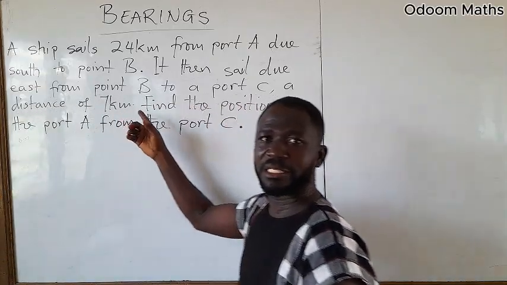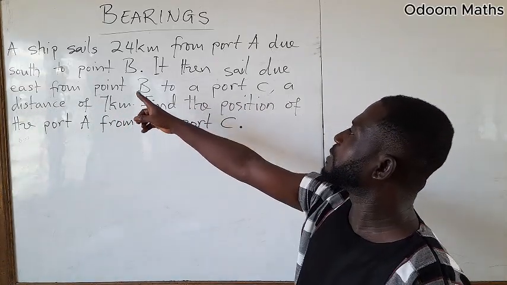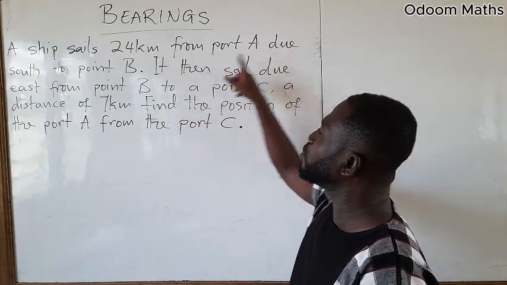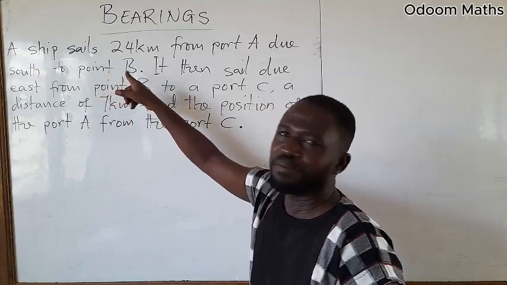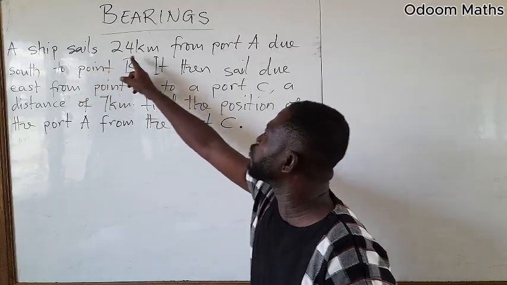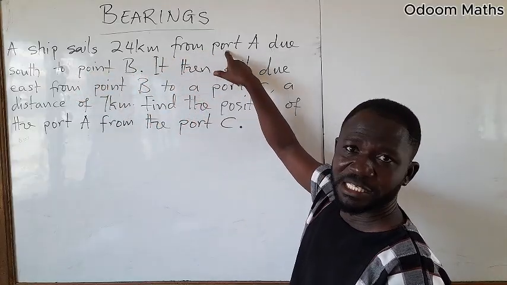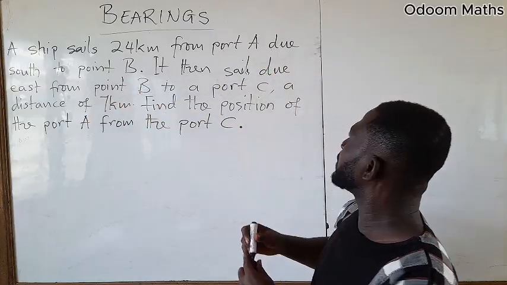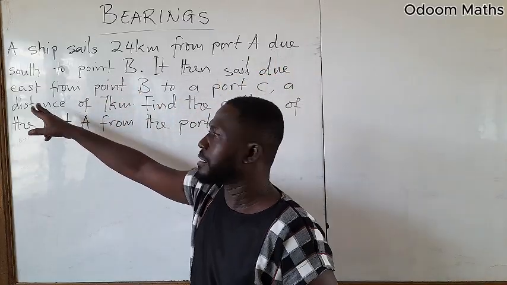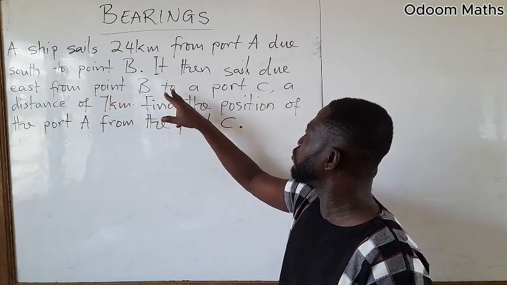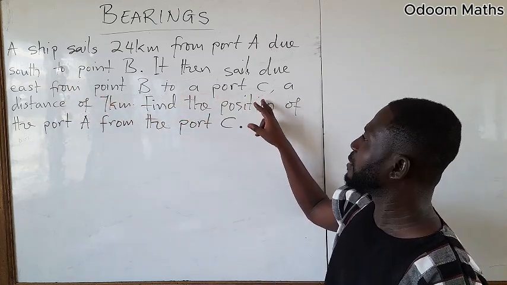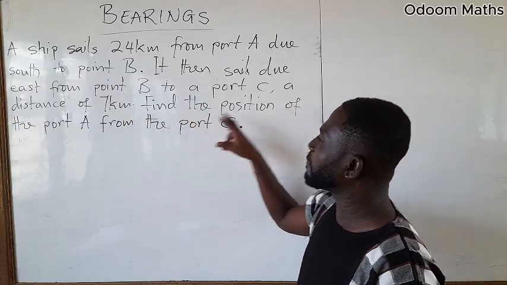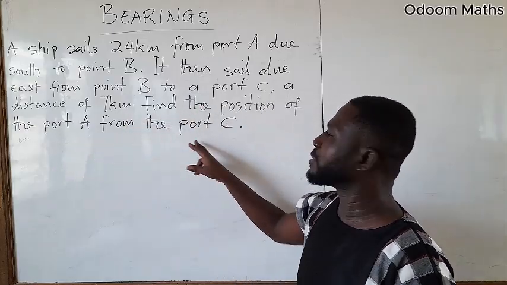So now let's try this example also. A ship sails 24 kilometers from port A due south to point B. It then sails due east from point B to a port C, a distance of 7 kilometers. Find the position of the port A from the port C.